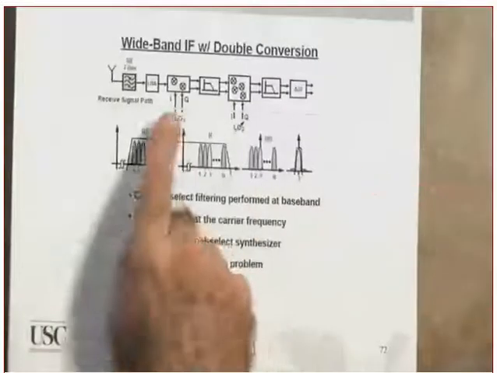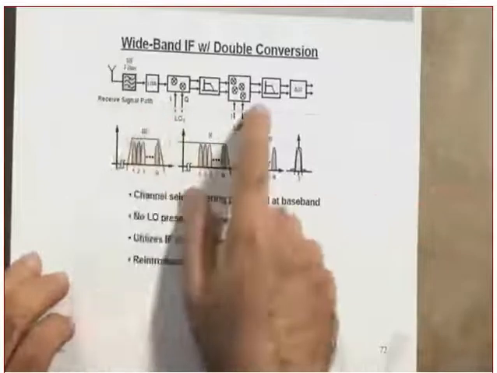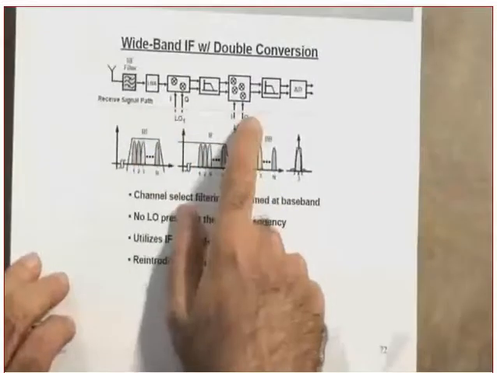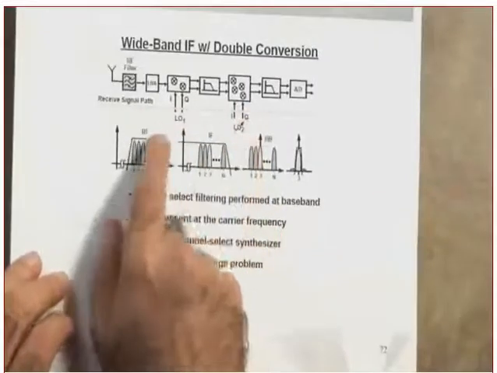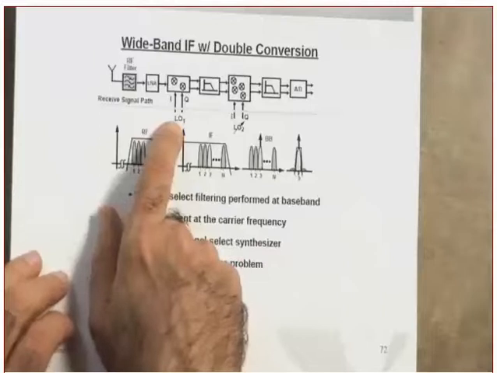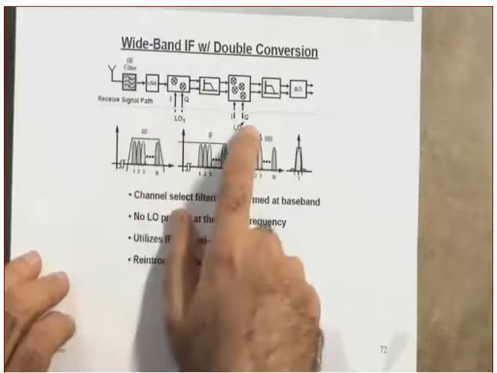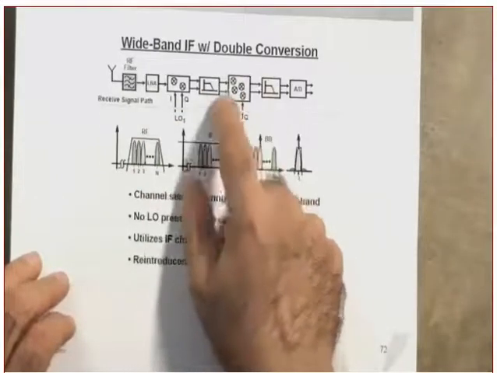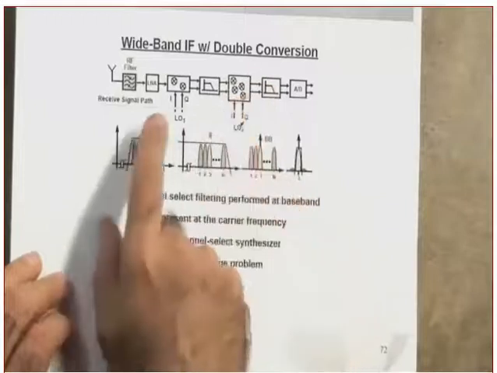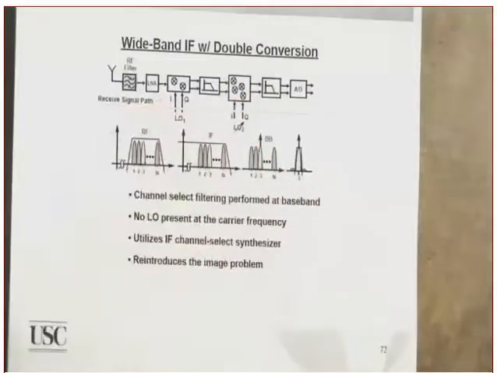Double conversion. So you can see that you do have 2 local oscillators. Are you following? 2 IQs. Now, one of them is fixed, and the other one is variable. This is where you are going to do the channel selection, and this is the first stage of the down conversion. Clear?